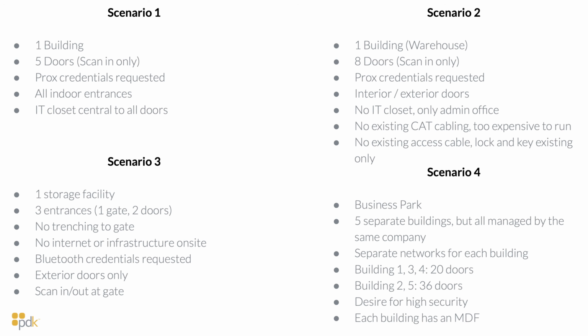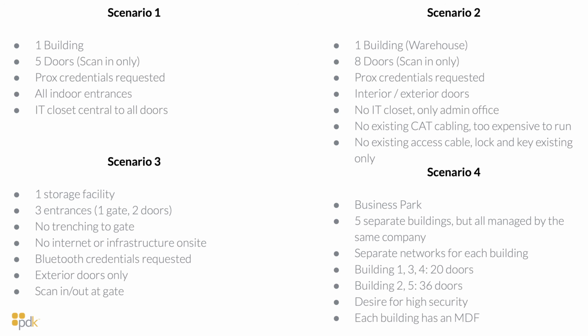Next scenario, we have a building, which is a warehouse. It has 8 doors, which are scan-in only. They also requested prox credentials. This is going to be a combination of interior and exterior doors. There's no IT closet, only an admin office. The point I'm trying to get across here is that there is nowhere centrally to install equipment. Keep that in mind when you're designing this.